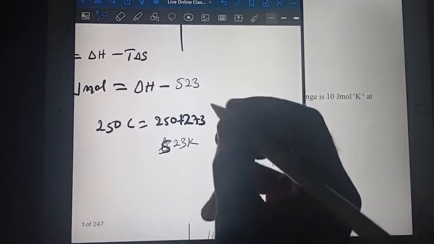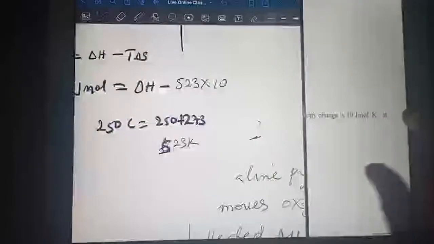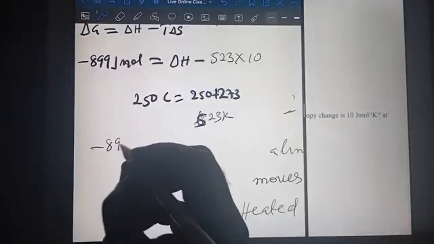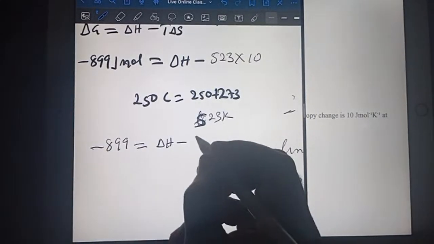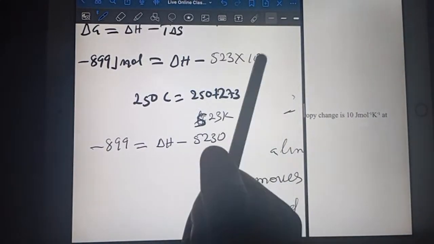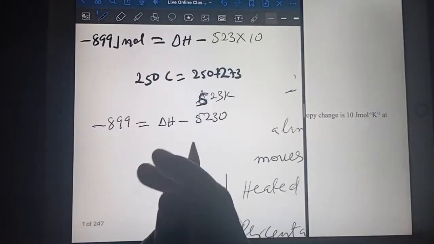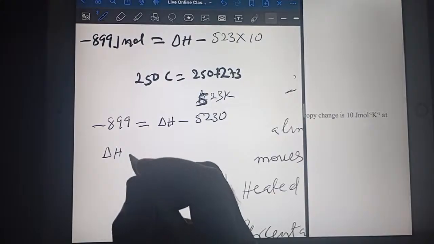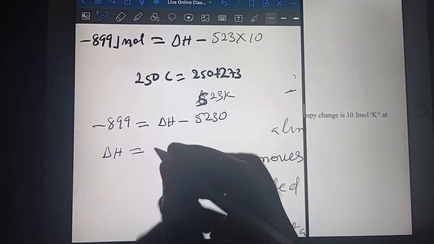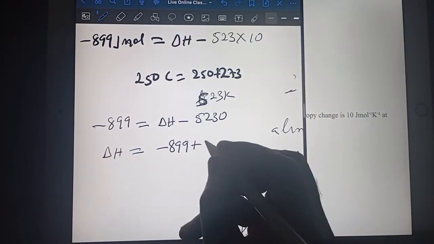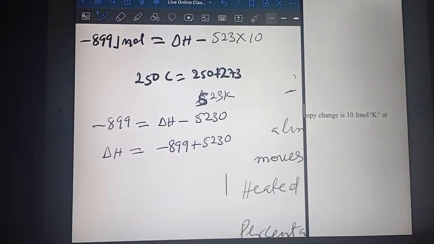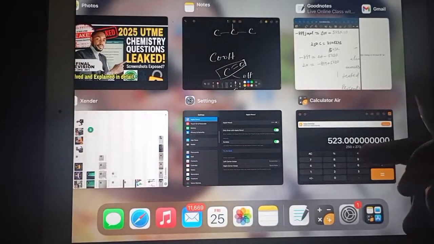So we now say times what here? Exactly. So by so doing, we now have that minus 899 is equal to heat change minus 5230, meaning this is times 10, and you get what you are looking for. So our heat change now, remember this remains where it is, which is minus 899, and here is crossing now, becomes plus 5230.